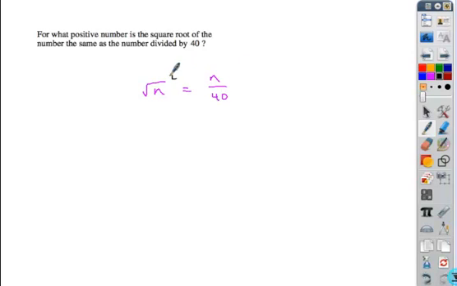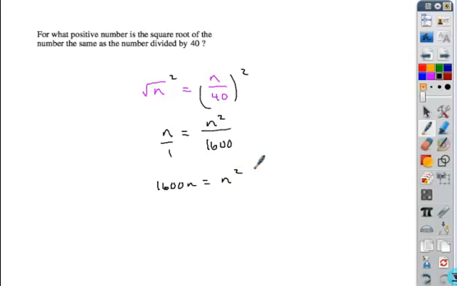So if you translate that directly into an equation and then just solve the resulting equation, you would do that by squaring both sides to get rid of your square root. You get n is equal to n squared, again, square both parts of the fraction. And 40 squared is going to be 1600. And then just solve what you have. If you cross multiply here, you get 1600n is equal to n squared.